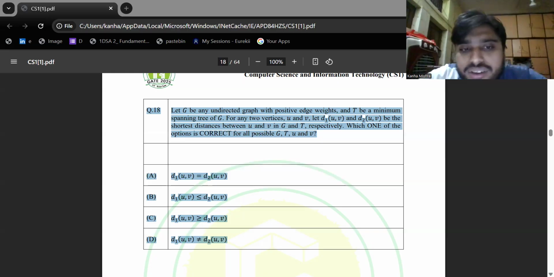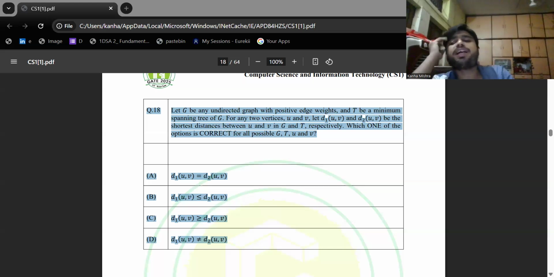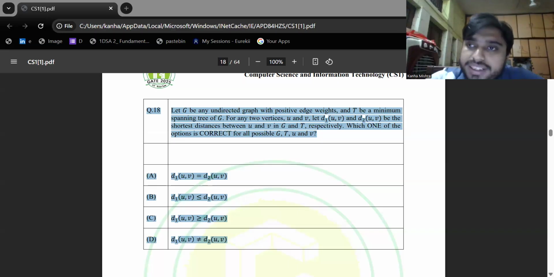To understand and solve this question thoroughly, we need to walk through two conceptual layers. First, understanding the difference between the shortest path in a graph, which is D1, and the path in a minimum spanning tree. And let's understand what a minimum spanning tree is, what it preserves and what it doesn't. So, let's understand what a graph is. A graph can be undirected, directed, or connected, something like this. It can have cycles, or it cannot have a cycle. This is what we call a graph.